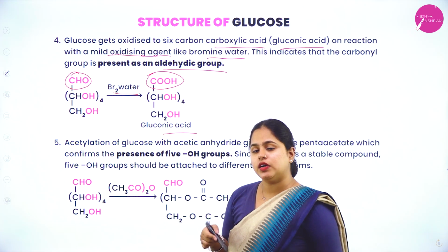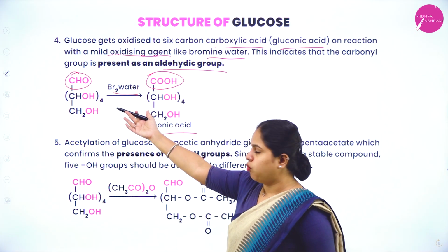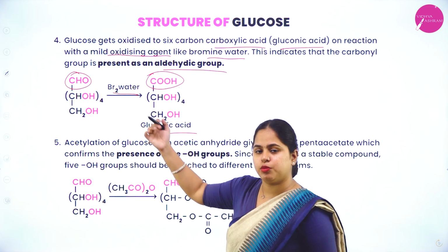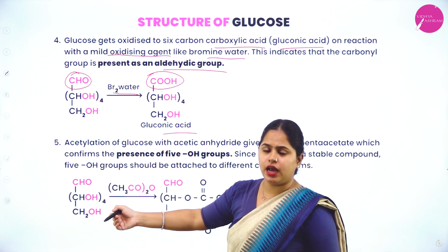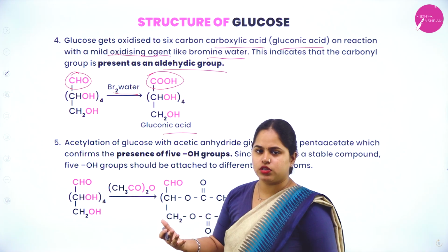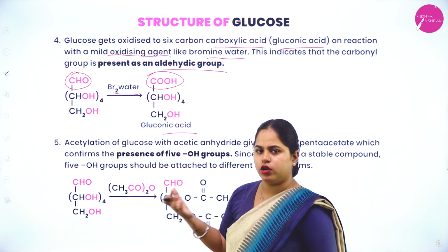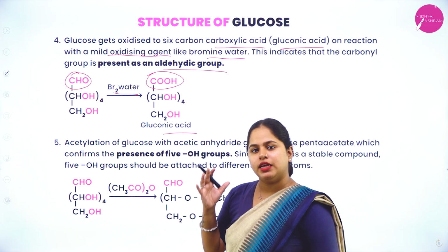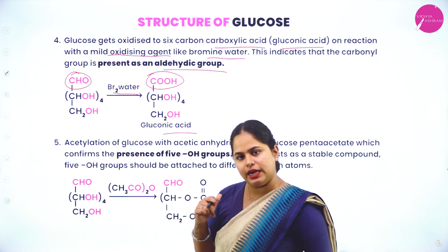So as we are getting gluconic acid, we got to know that yes, it is getting converted into carboxylic acid. So if it is getting converted into carboxylic acid, the carbonyl group which is present there must be an aldehyde, right? Only an aldehyde can oxidize into carboxylic acid in the presence of bromine water. That's a mild oxidizing agent. So it was confirmed that it is going to be an aldehyde, right?